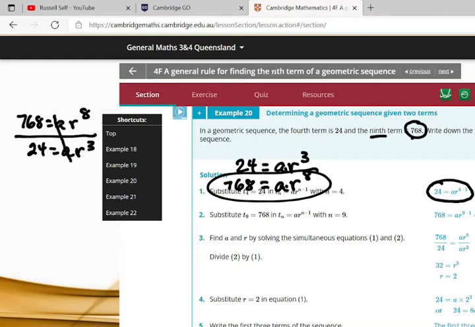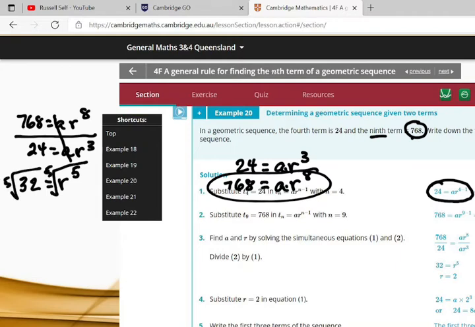And right away, anything that's divided by itself is going to divide away. So that's going to divide out our A term, which is good. 768 divided by 24 is 32. And R to the 8th divided by R to the third, remember that when you're dividing with exponents or indices, you subtract them. So that's R to the 8 minus 3, so R to the 5th. Then what we need to do is get rid of this exponent, and the opposite of an exponent is a radical, or a root, or a surd, whichever word you use. So we're going to take the 5th root, not of one side, but of both sides.